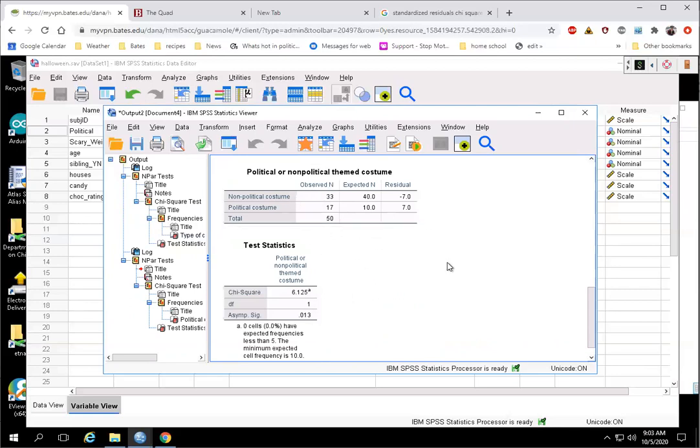We don't really need to do the standardized residuals with only 2 categories, but we could do that the same way we already talked about, taking this residual value, which is the numerator of the standardized residual, and dividing by the square root of n for that given row. And we would see that both of these categories are contributing significantly to the overall chi-square value. And so we would say that we have significantly fewer non-political costumes and significantly more political costumes during this election year than we have found in our previous data collections.